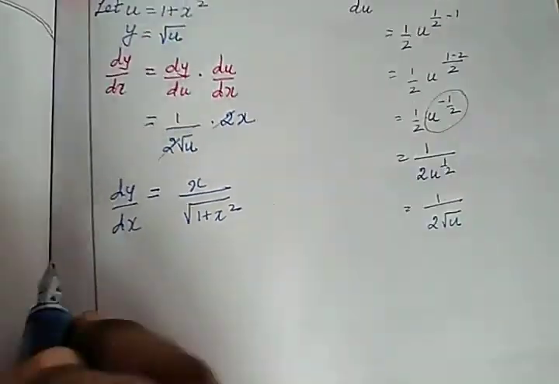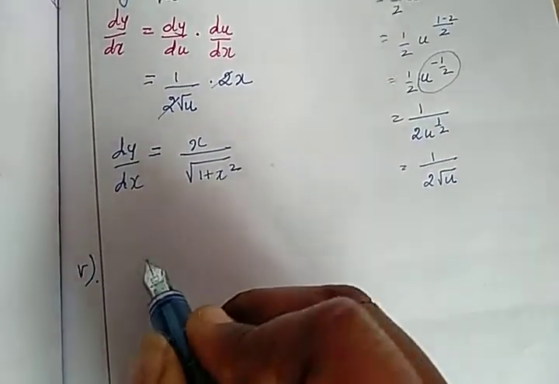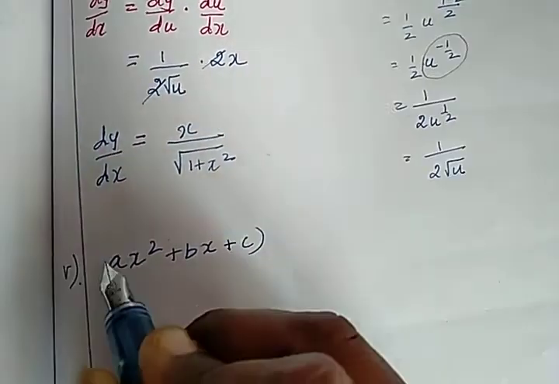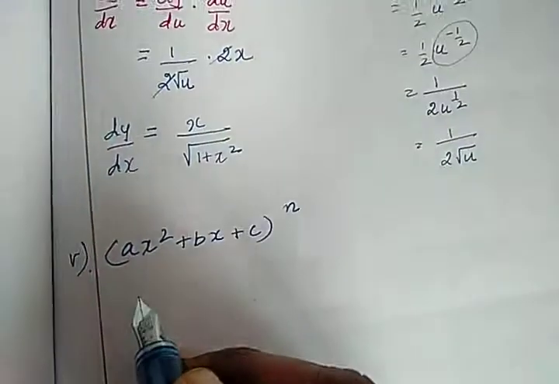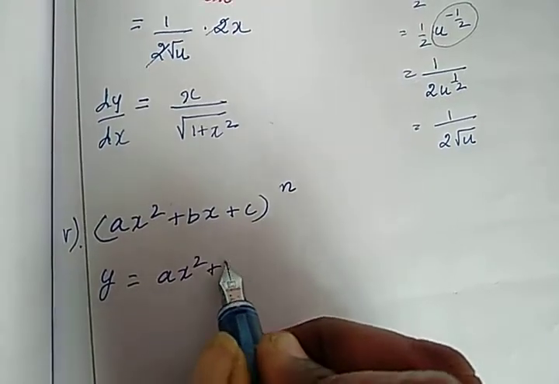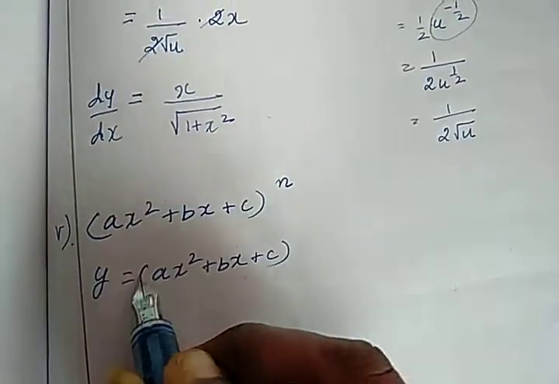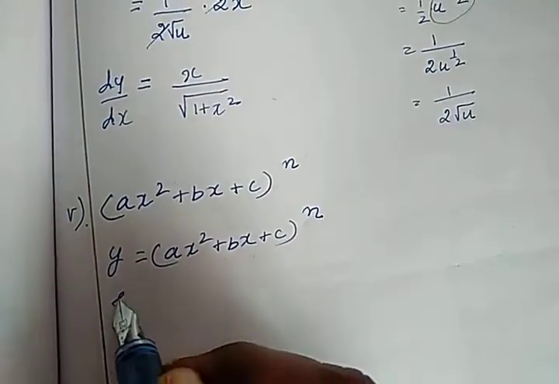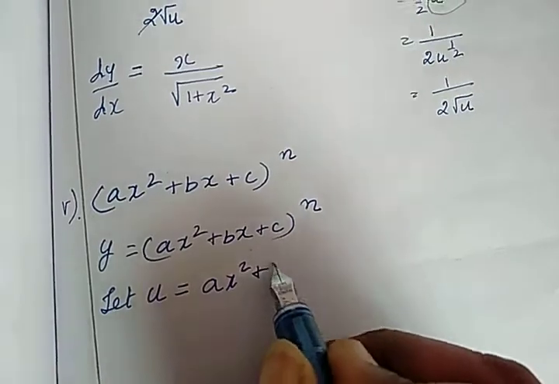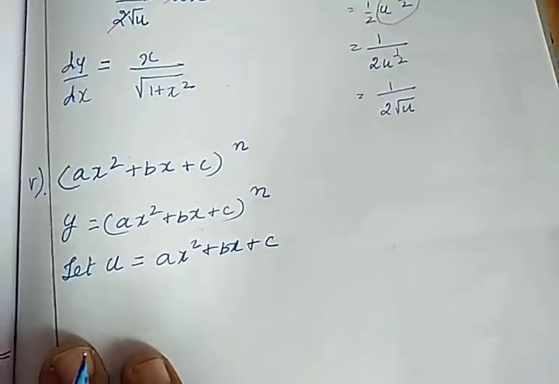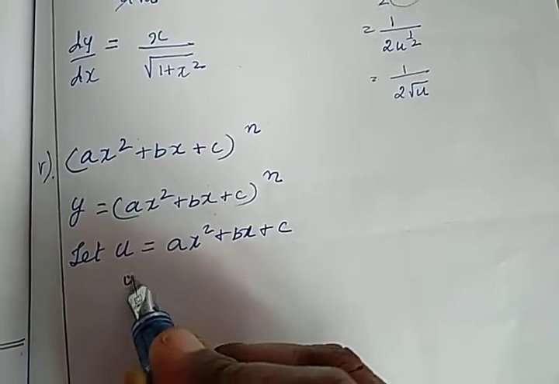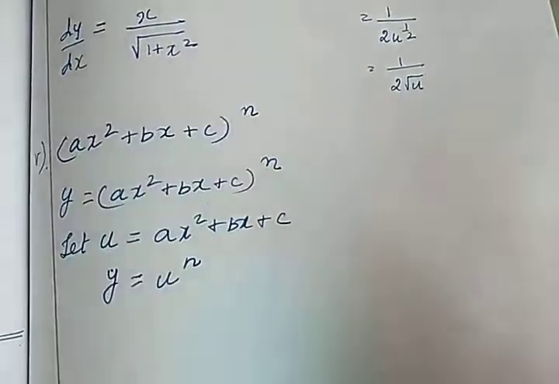Okay children, let us move on to the next sum. Sum number 5. Ax squared plus bx plus c whole to the power n. We are taking this term as y as usual. Y is equal to ax squared plus bx plus c whole to the power n. So let u be equal to ax squared plus bx plus c. Now, if this is u, then what will be y? Y will be u to the power n.